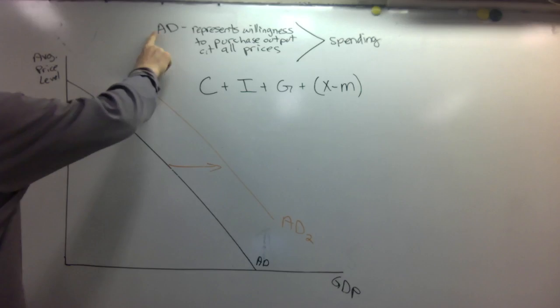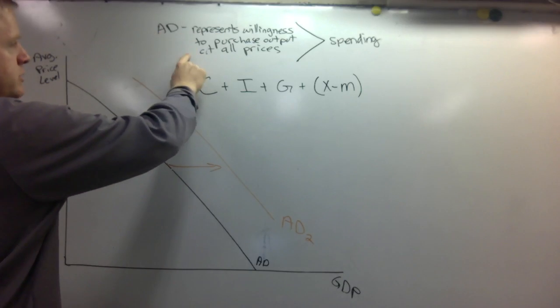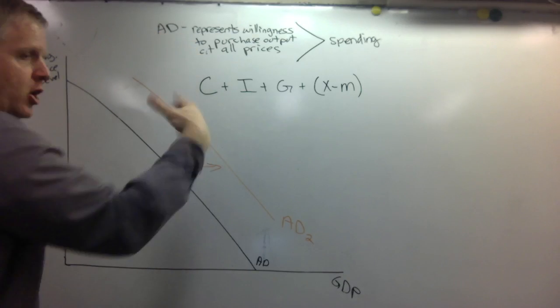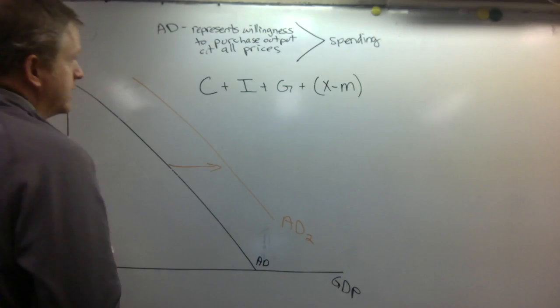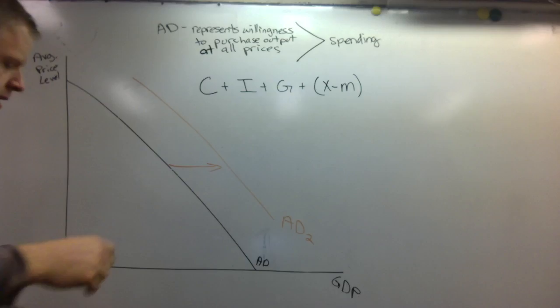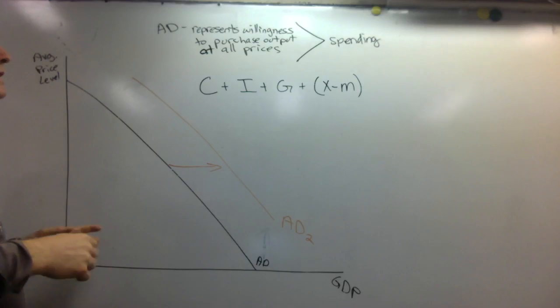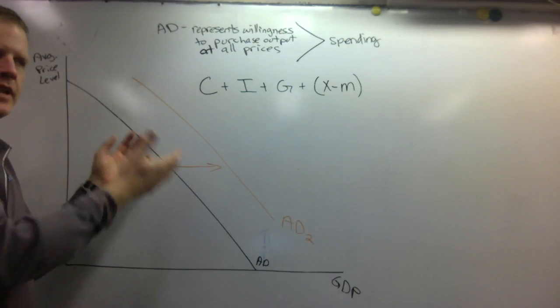We can think also of aggregate demand as a measure of the willingness of all actors in an economy to purchase output at all prices. That should say at all prices. So it's another way of expressing an economy's intention to spend. It's a reflection of spending.